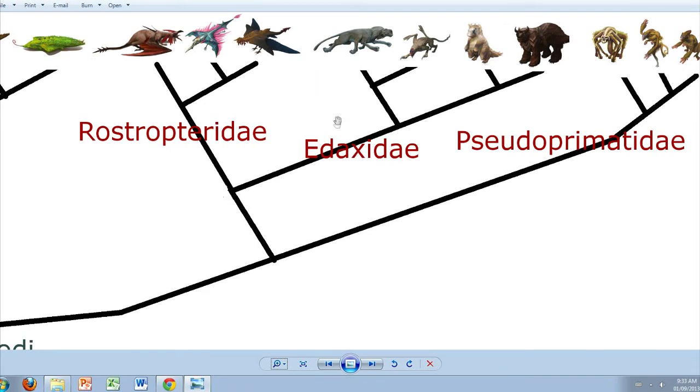The next group, the sister group to the Rostroteridae, is the Edaxidae. And edax basically means bite. Yeah, I'm getting real creative here with these names. Edaxidae, the biting owls, these are really the most annoying, ferocious carnivores that we have on Maria. And I think the grouping here is pretty straightforward. I think most people would probably agree.